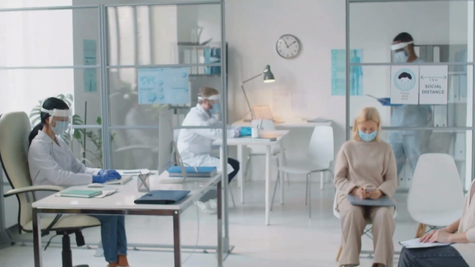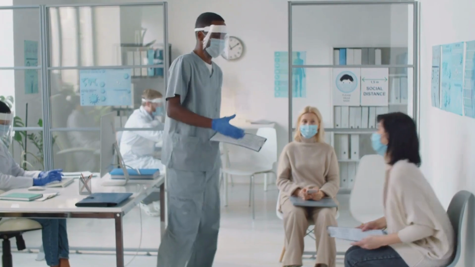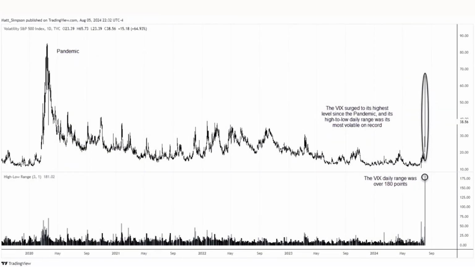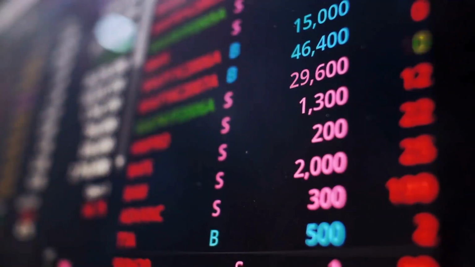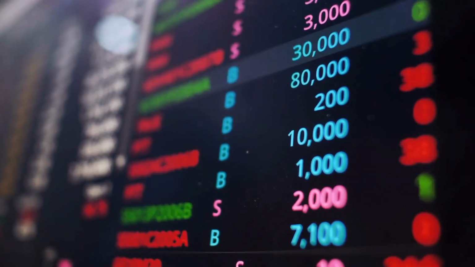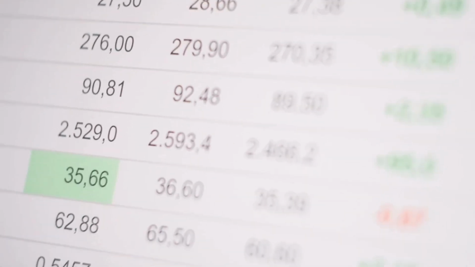A similar pattern was observed during the COVID-19 pandemic in March 2020, when the VIX also rose rapidly. Currently, we are again seeing a rise in the VIX, indicating that market participants are increasingly concerned. A high VIX can suggest that investors expect major price swings soon, reflecting uncertainties about future economic developments.